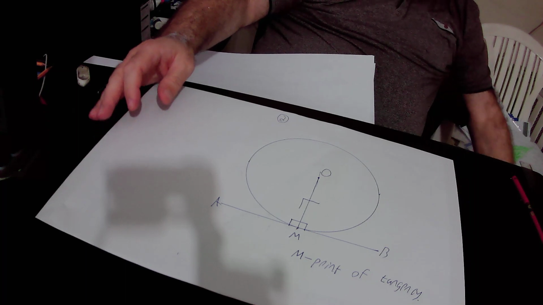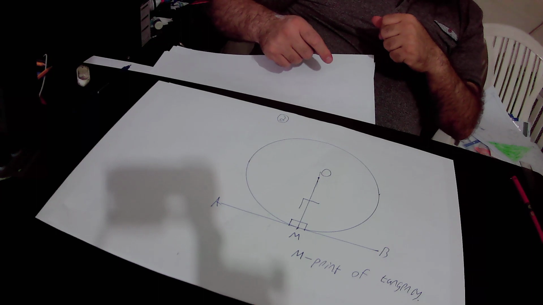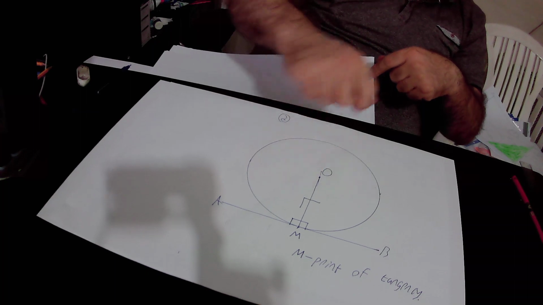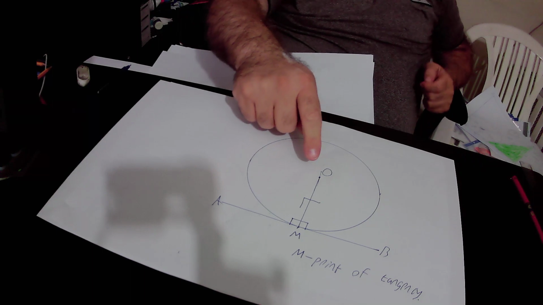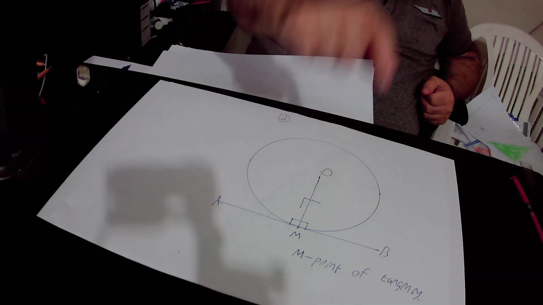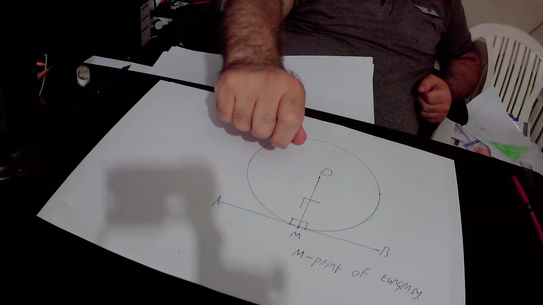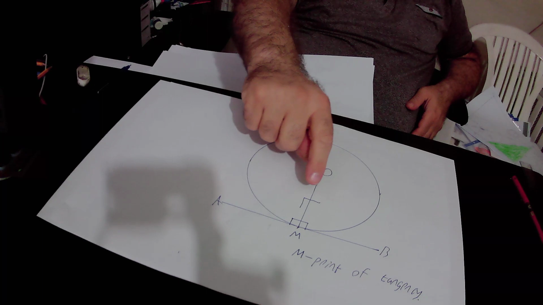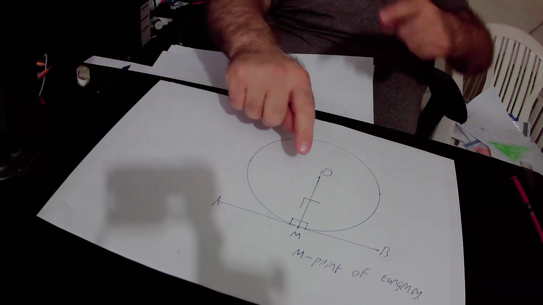A tangent to a circle, that is to say tangent AB, is perpendicular to the radius drawn to its point of tangency. As you can see here, the radius OM is drawn to the point of tangency. Therefore, the tangent AB will be perpendicular to this radius. That is to say, this angle will be equal to 90 degrees, and this angle will be equal to 90 degrees. So whenever you have a radius drawn to the point of tangency, that is point M, the tangent AB will be perpendicular to this radius.